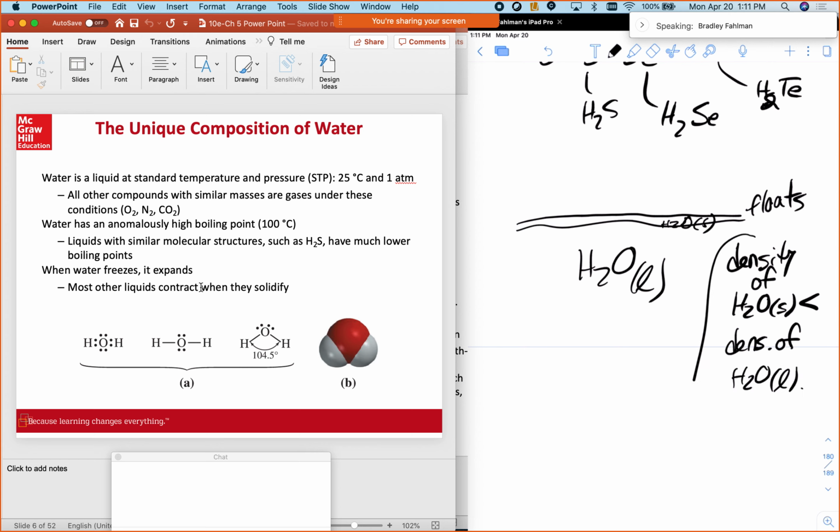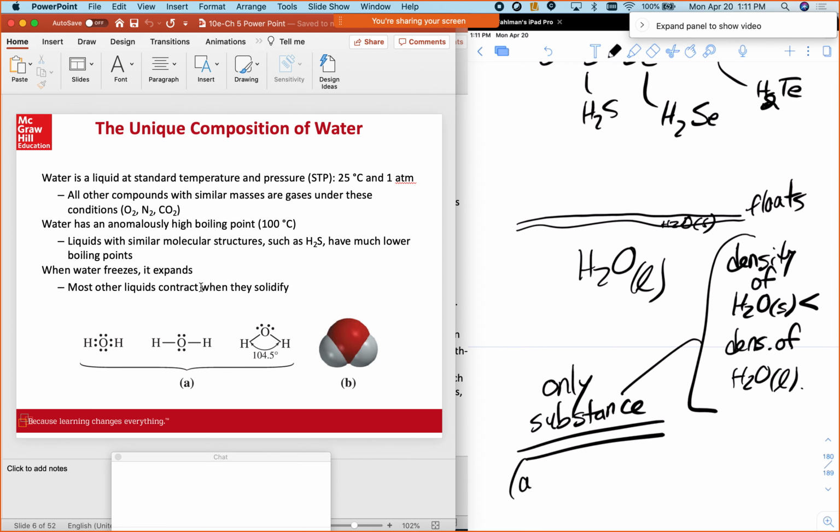Okay, and it actually turns out that this is the only substance where that's the case. Okay, if you look at anything else, the density of the solid is always greater than the density of the liquid. Okay, and so again, all of these macroscopic properties, physical properties of substances, have to do with the unique shape of water.